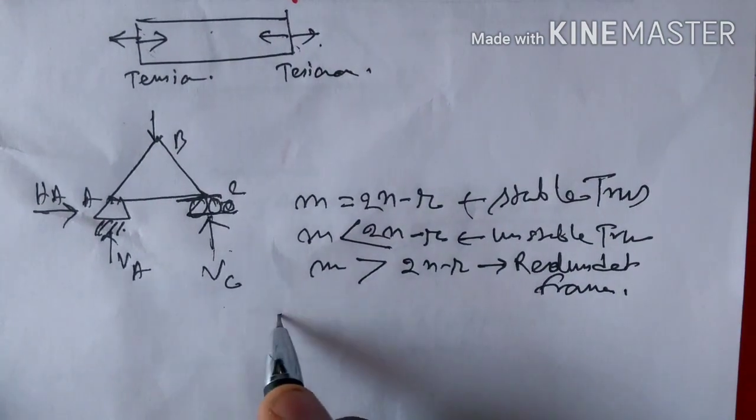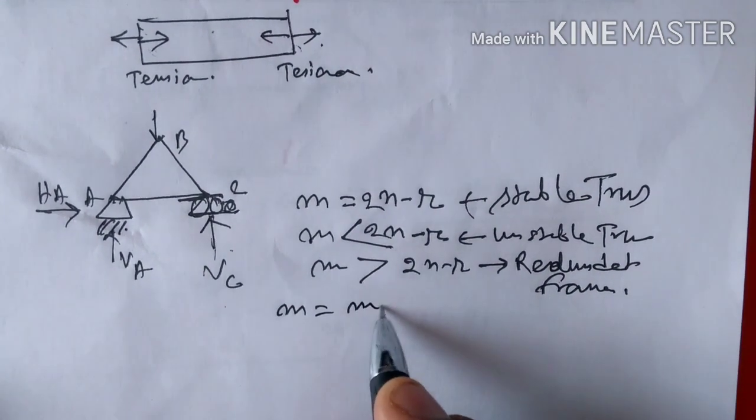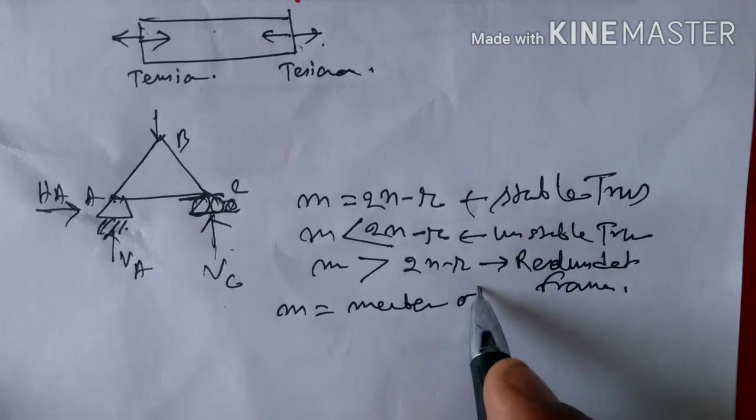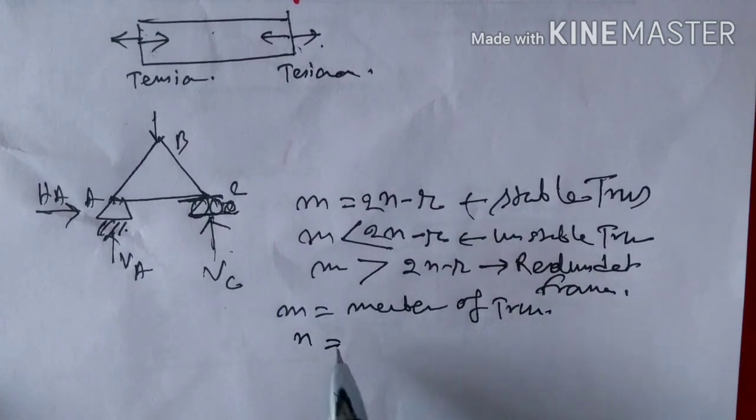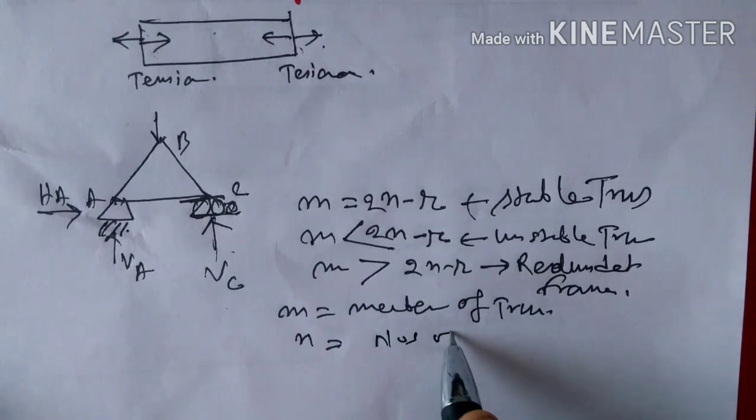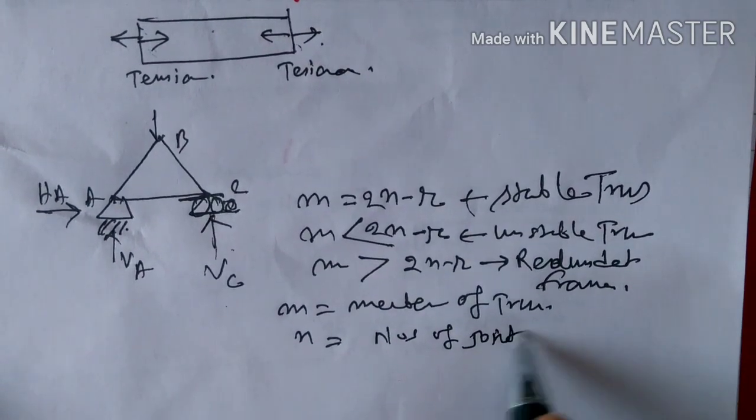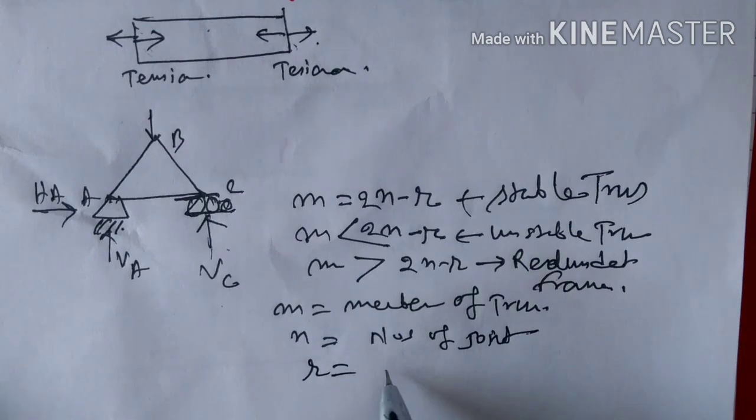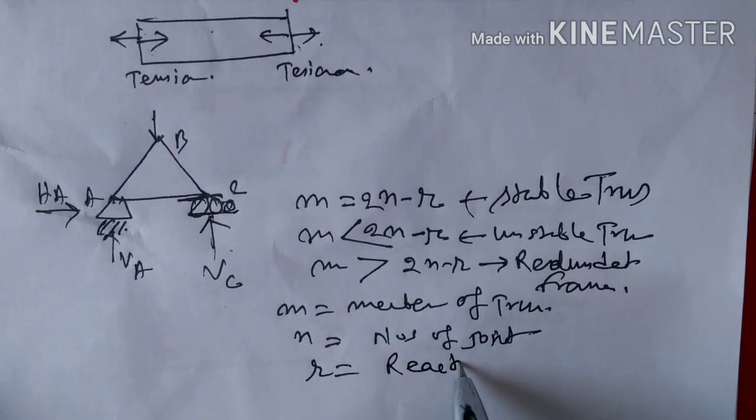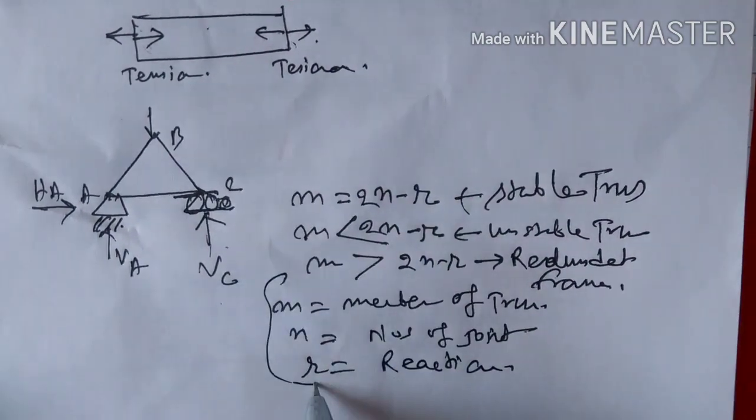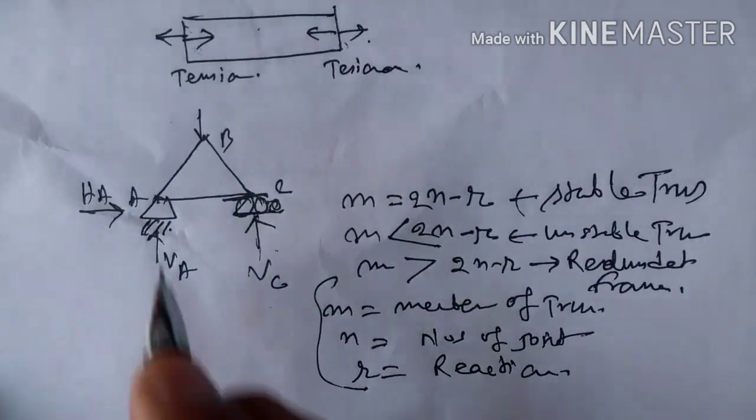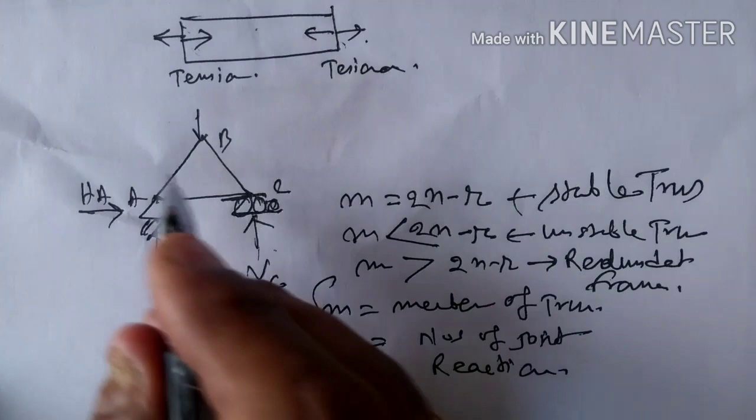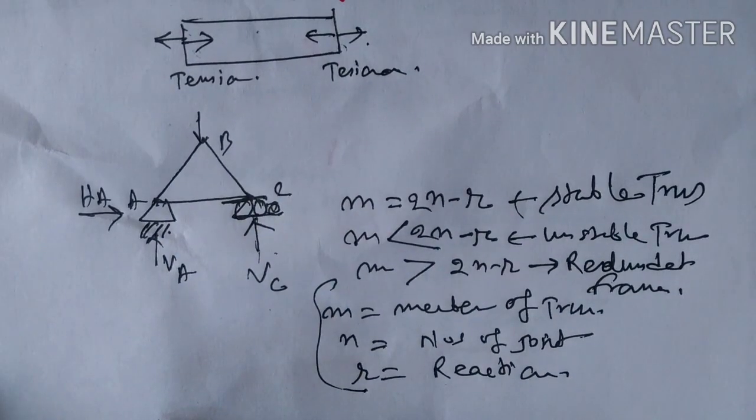Now what is M? Here M is the number of members of the truss. N is the number of joints. And what is R? R is the reaction components. Reactions. So see what kind of structure this is, to determine static indeterminacy or determinacy of the structure.